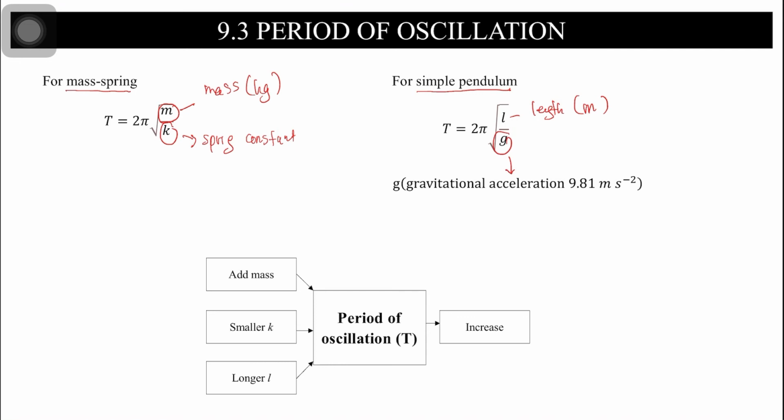What is the period? It is the time taken for one full complete oscillation. So at the bottom here are the changes that happen to your period of oscillation. If we add mass, what happens? Smaller k, what happens? Longer L, what is going to happen? So if we add mass, use a smaller k, and use a longer pendulum string, our period of oscillation is going to increase.